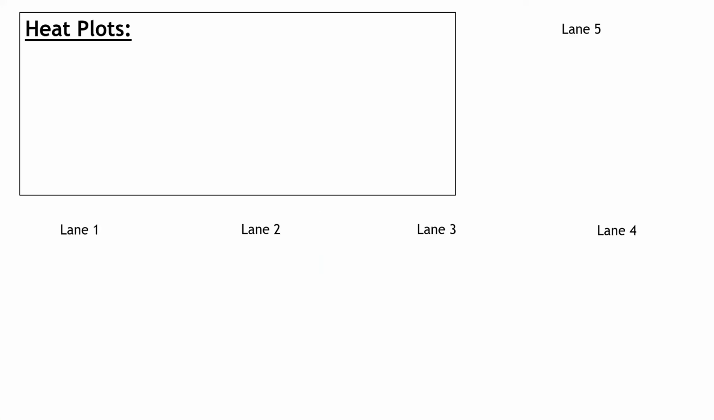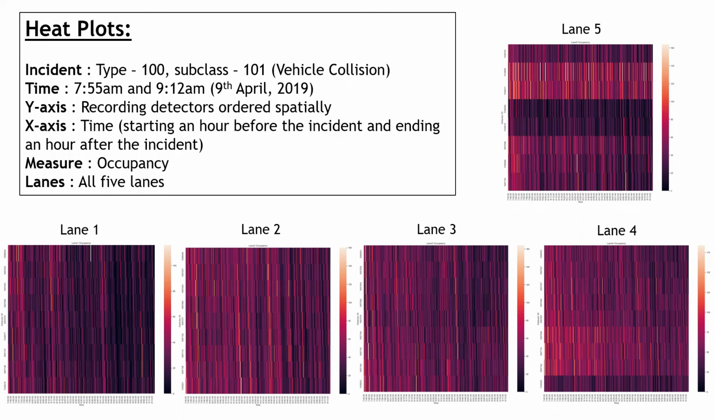Let's start with heat plots. This is an incident of type 100, subclass 101, recorded between 7:55 am and 9:12 am. On the y-axis, we have the recorded data sorted spatially, and on the x-axis, we have the time. The measure is the occupancy. You can see the plots for all the 5 lanes along the freeway, and we can see that each one is different. We can almost see a pattern on lane 5.